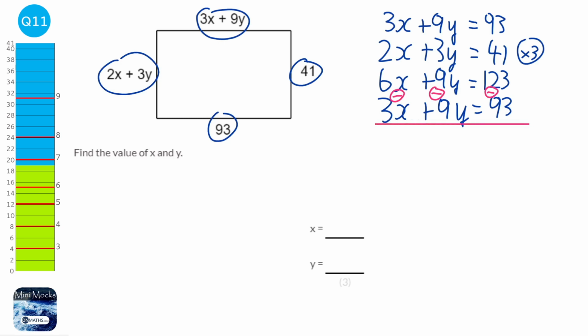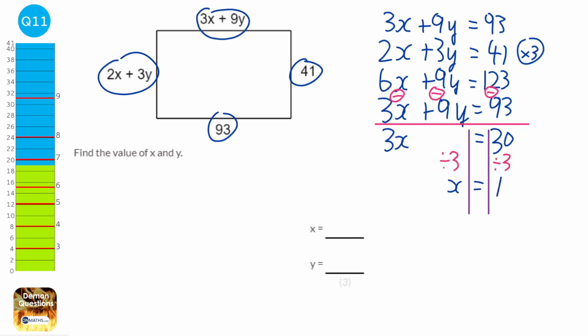So 6x take away 3x is 3x. 9y take away 9y is nothing, which is good. That's what we need. And then 123 take away 93 is 30. We're going to get our solving lines in, and we're just going to divide by 3 both sides. So we've got x equals 10.